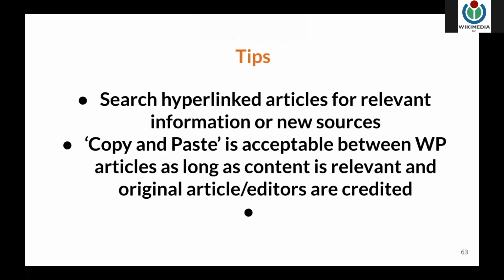Couple tips: you can always search hyperlinked articles for relevant information or new sources. Copy and paste is acceptable between Wikipedia articles. So for example, if you found content in one Wikipedia article that applies to another, you can copy it from that article and paste it into your article.